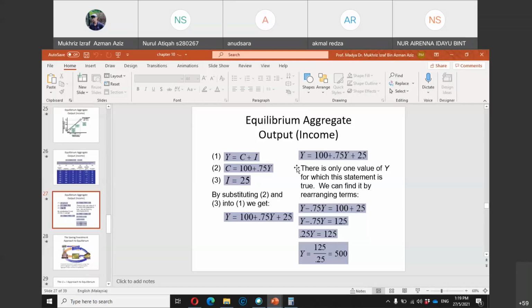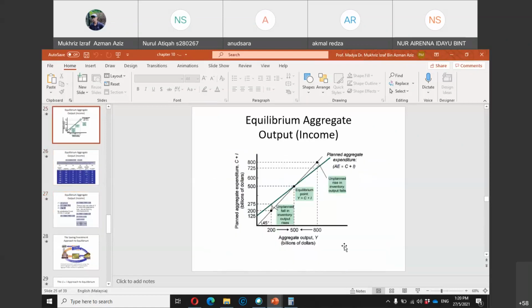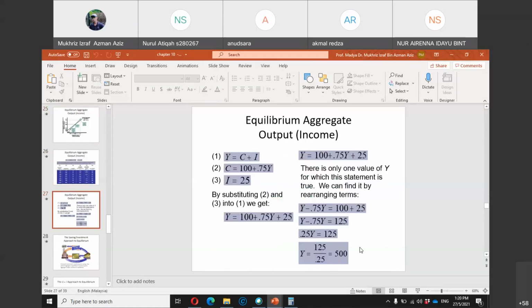So when we solve for the function C plus I, 100 plus 0.75 Y plus I, you sum together and you will get 125 plus 0.75 Y equals Y. So just a simple simultaneous equation. You solve for Y, you should get Y equal to 500. So basically this 500 is the value that you see here. When the Y line, the output line, intersects with the AE line, C plus I, you can find the value of your GDP, or the equilibrium value.